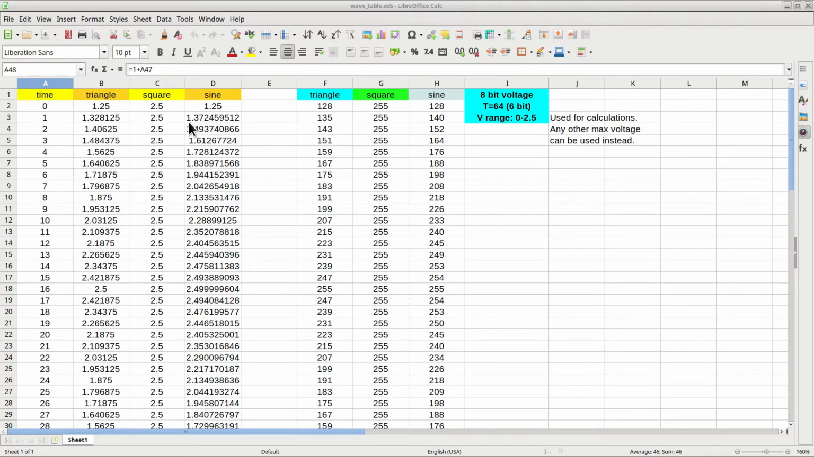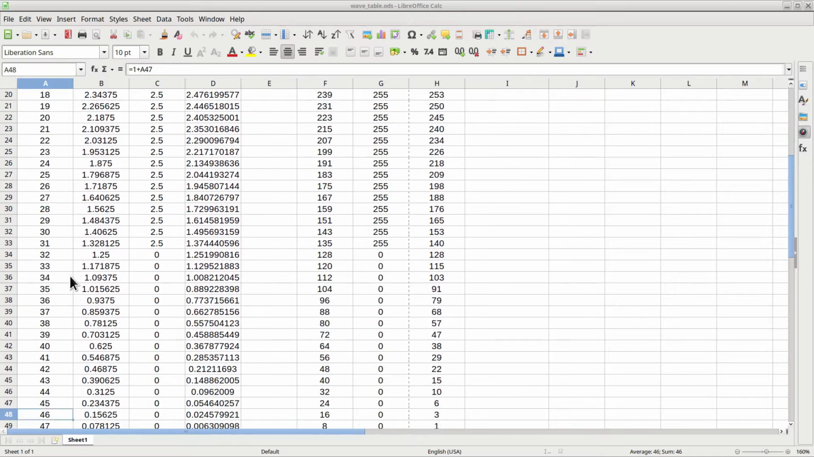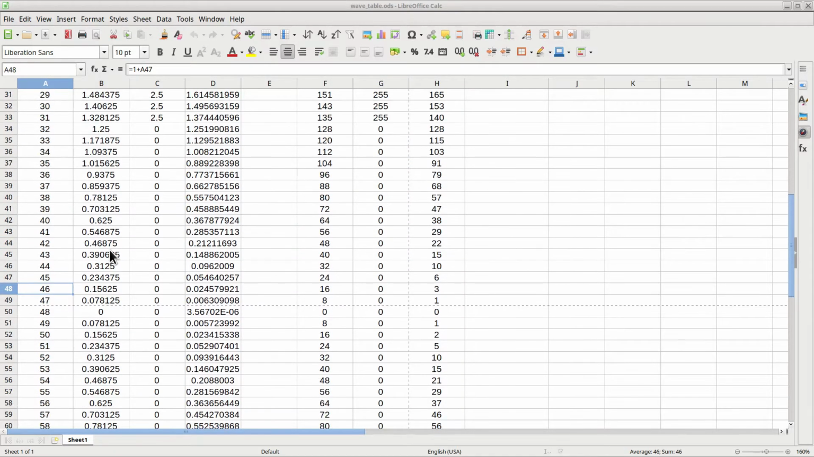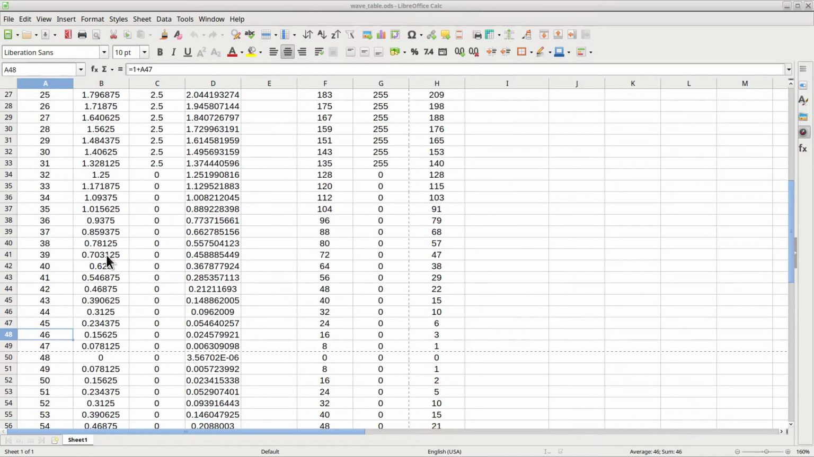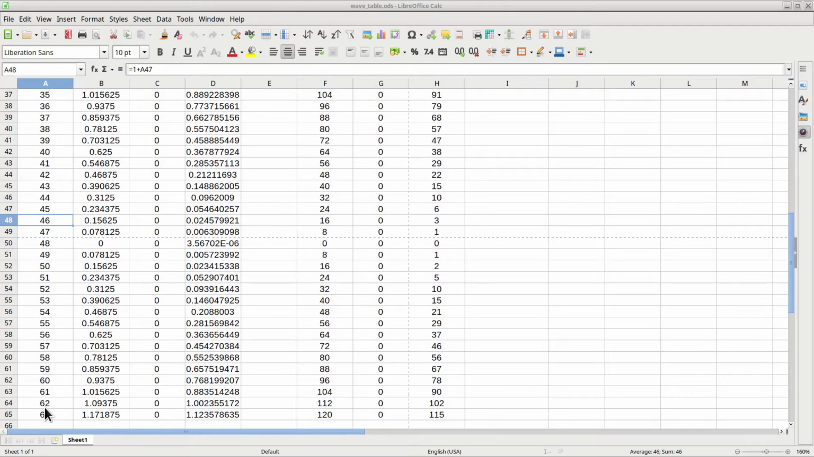Then I take another sample of the 3 waves at t equals 3, and so forth until I have taken samples across the whole period of all 3 waves. Here is a picture that exemplifies the concept for a sine wave. In my case, I have used a period divided in 64 parts, from t equals 0 up to t equals 63. Now that we have these numbers, I can draw a graphic that has on the x-axis the time, and on the y-axis the amplitude in volts.